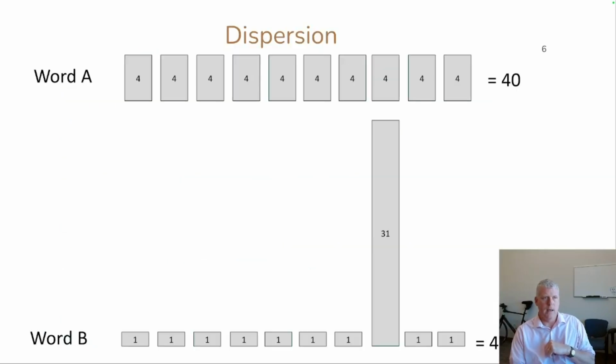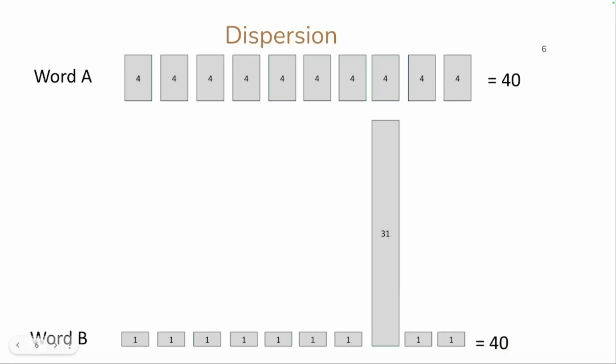But let's take a look at this little graphic here. The top part of the screen, we have word A. Let's say it occurs 4 times in the first corpus part, 4 times in the second corpus part, and 4 times in each of the other corpus parts. There are 10 corpus parts or 10 texts, and so we have a frequency of 40.